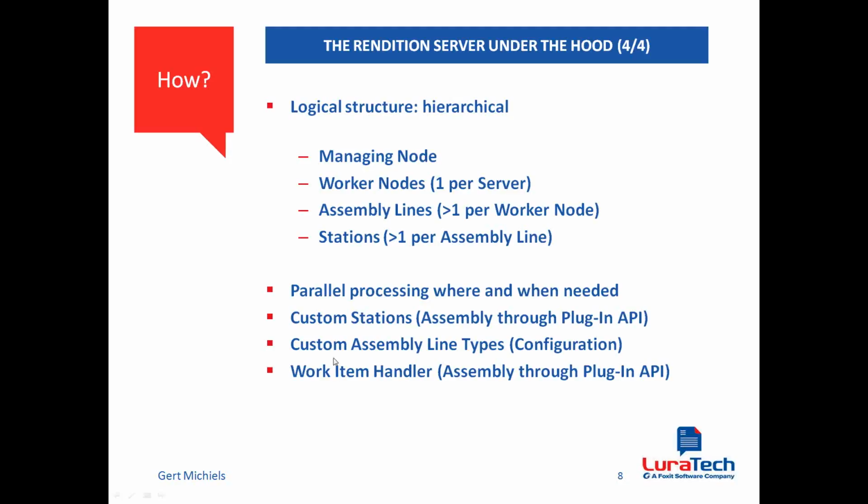We have the possibility to add custom stations for custom conversions. And of course, you can then make your own assembly line types. And there's even another API that we can use to influence the processing as such, but it's going already quite deep in detail. So that's the structure. Important to know what is a managing node. It's the central manager, and we have the worker nodes, which do the number crunching. And all the rest is technical and internals.